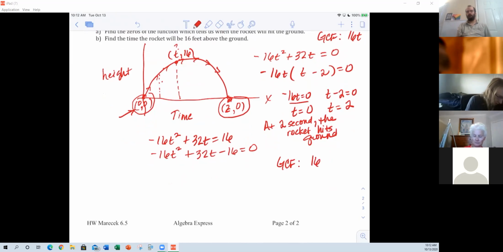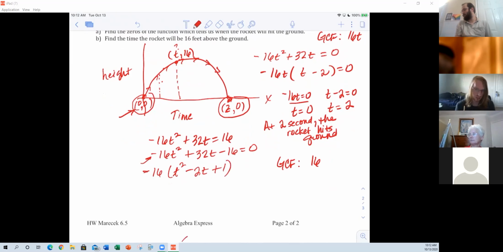I feel like I'm missing a negative, right. Yeah. If the leading coefficient is negative, always factor out that negative. Right. That comes out to positive t squared minus 2t plus 1. Yeah, so t squared minus 2t plus 1.